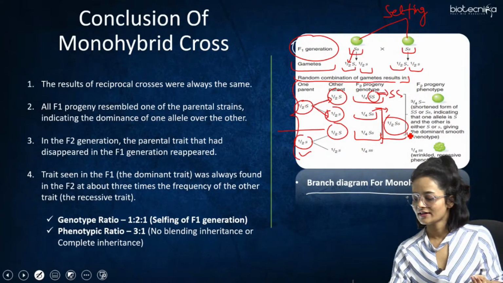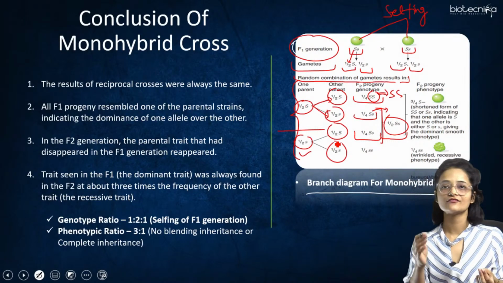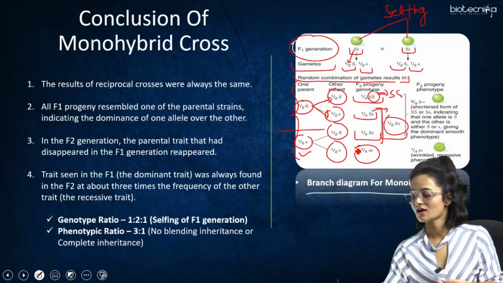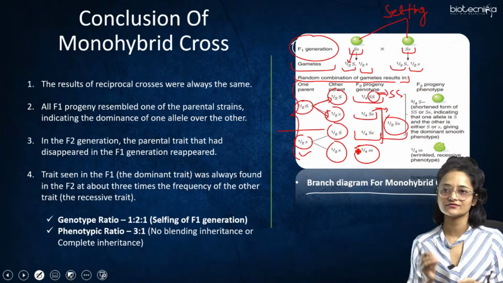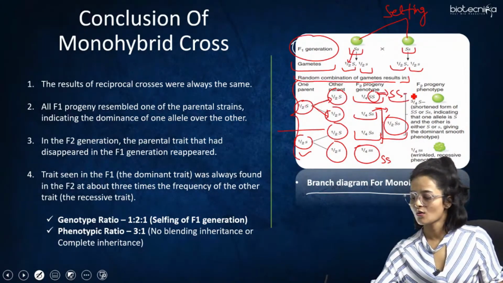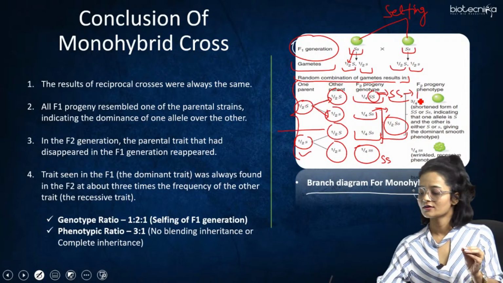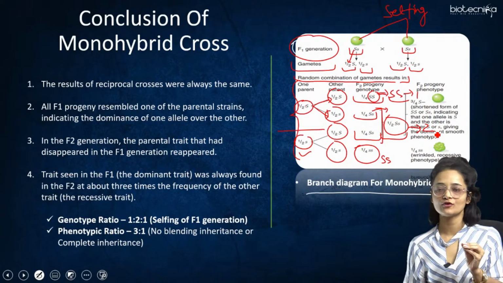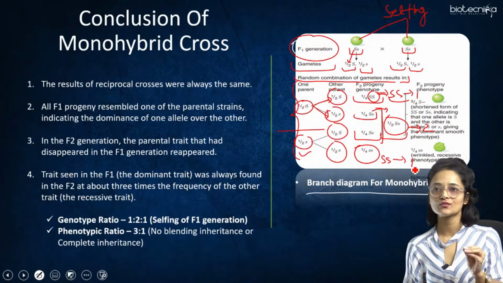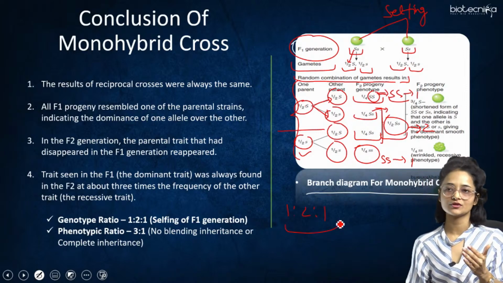And when this half small s of one parent combines with the half small s of the other parent, then it produces a 1/4 ratio of the recessive genotype, right? Small s, small s. So what you can see is one of it is in homozygous dominant form, two of them are heterozygous dominant form, and one is in homozygous recessive form. So the genotypic ratio which came here is 1:2:1, right? This is what you can see through the branch diagram.